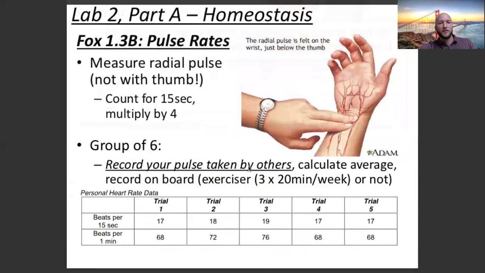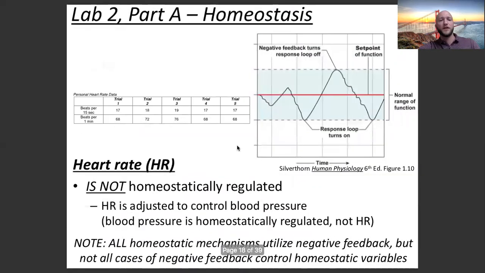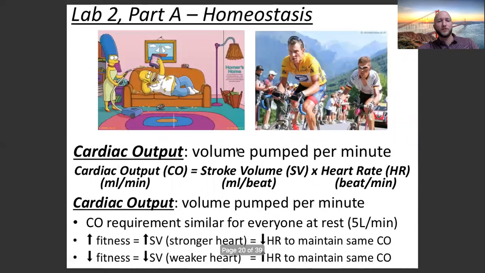Perfect. All right, so in this experiment, this was the one where we took our resting heart rates, and then in class, we would have compared resting heart rates between people who exercise regularly and people who do not exercise regularly. So let's talk a little bit about heart rate.